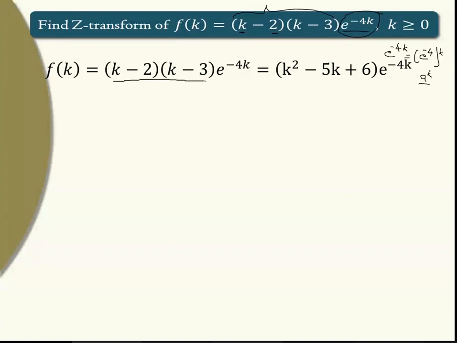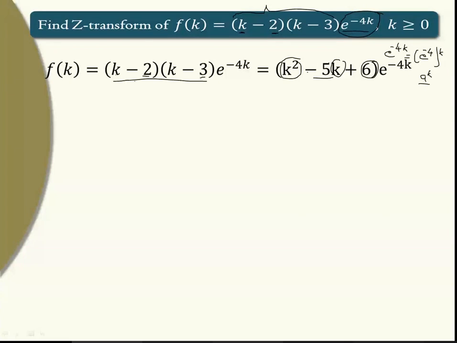The product of these two brackets is k square minus 3k minus 2k, and minus 2 into minus 3 will be plus 6. Minus 2k minus 3k is minus 5k. So the product of these two brackets comes out to be k square minus 5k plus 6, e raised to minus 4k as it is. Now, how to get the Z transform of these terms?